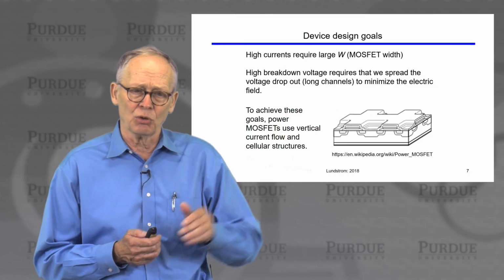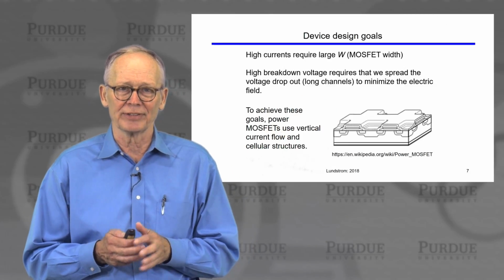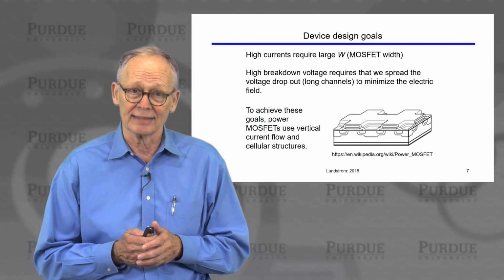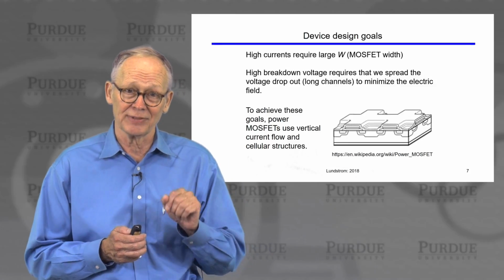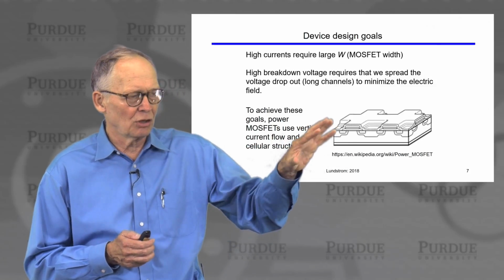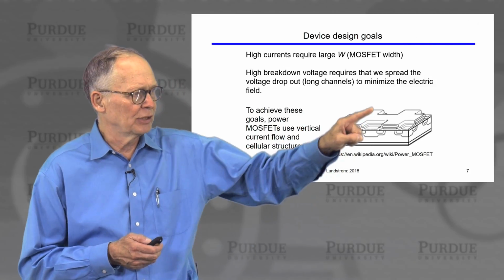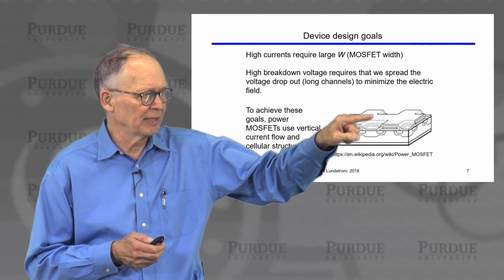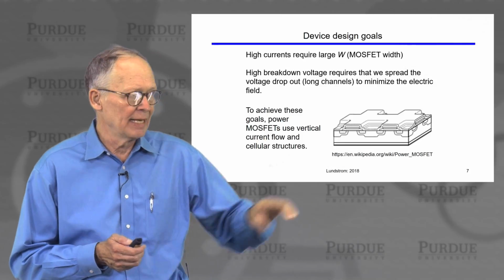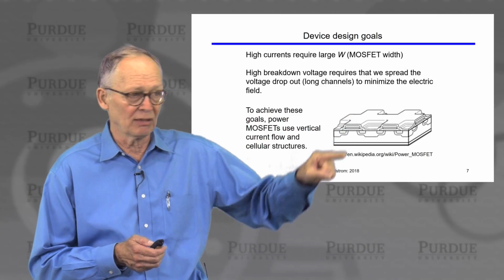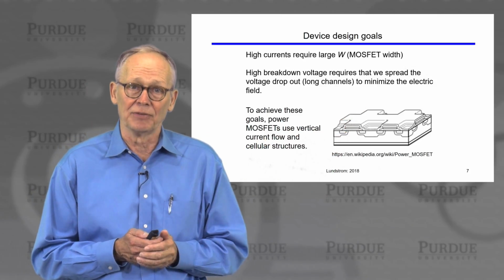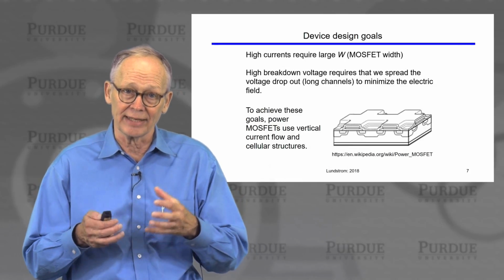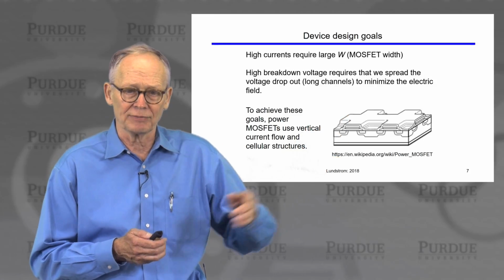So to achieve these goals, power MOSFETs use a much different type of geometry than the conventional MOSFETs that we've been discussing, either the planar MOSFET or the FinFET. They use what's called a cellular structure. So you can see here there's a lot of area. The width of the MOSFET is around the area of each of these cells. Many of them are connected in parallel. The current is actually a vertical flow. So they use a cellular structure to pack a lot of width in a given area. And then we use vertical current flow.